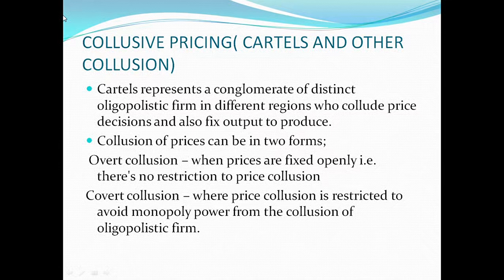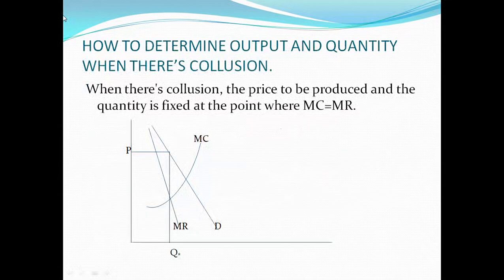As such, in that country, there is a restriction. How do we determine our output and quantity when there is a collusion? And by collusion, I say this is when they decide to fix price jointly. They are not taking price decisions independently of each other. So I already explained that when you collude prices, they are fixing prices and quantity together. So we assume that they are a monopoly because they are standing as one giant company.